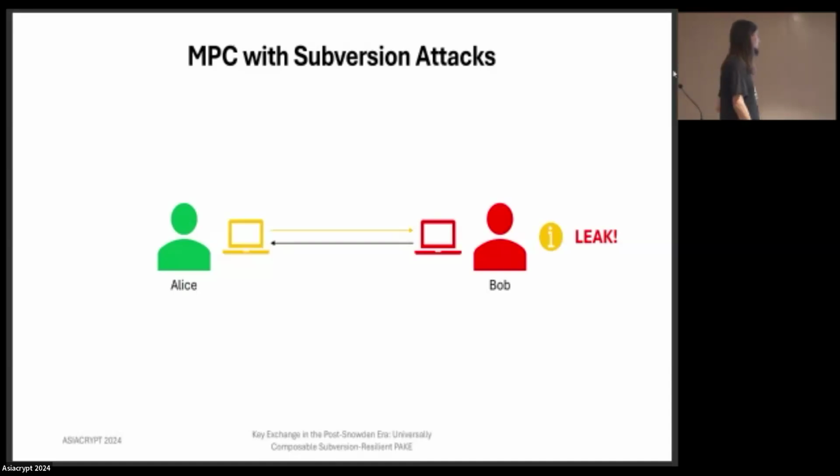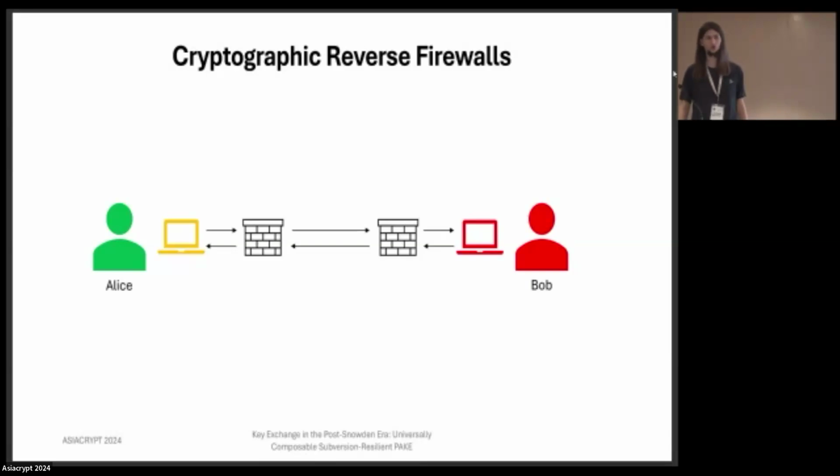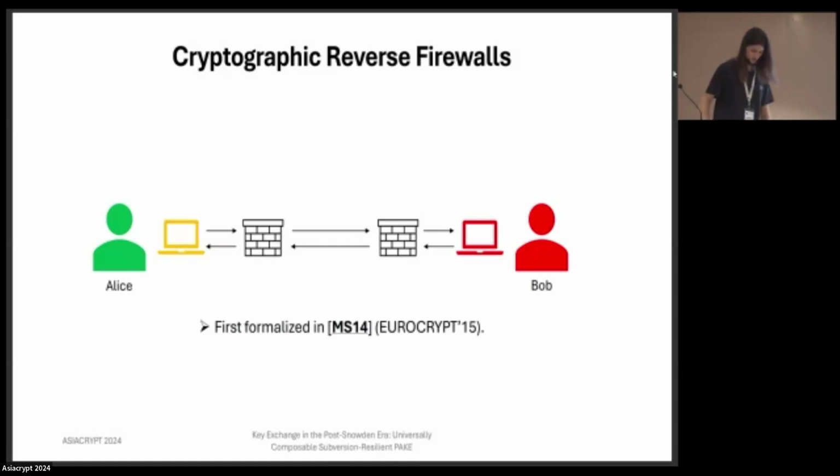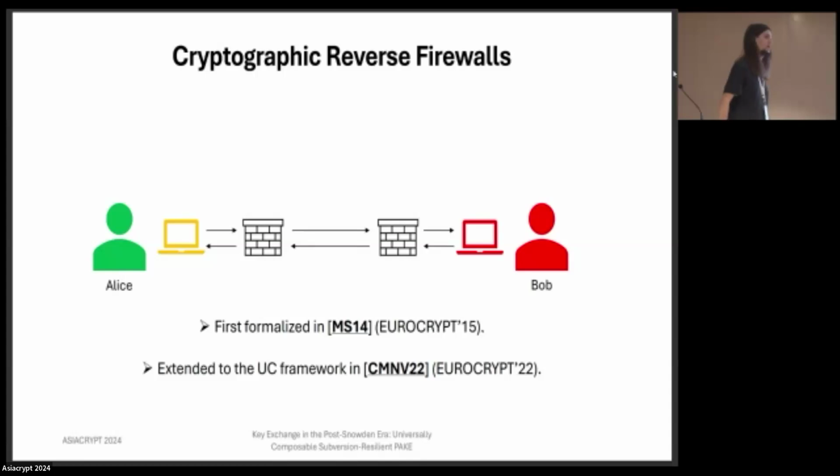One way to go around this issue consists in equipping each party with these so-called cryptographic reverse firewalls, which were first formalized by Mironov and Stephens-Davidowitz in 2014, and later extended and formalized to the UC framework rather recently in 2022 by Chakraborty and others. And the idea here is that each party is equipped with these kinds of objects that do what you would expect them to do, right? So they should sanitize the traffic, that's the point. So they should run some re-randomization of the messages that are being produced by the machine, so that, of course, the protocol will still run to conclusion, while preserving correctness.